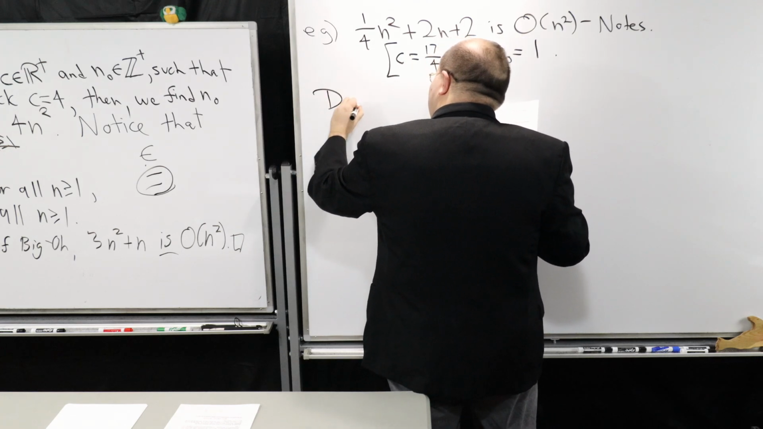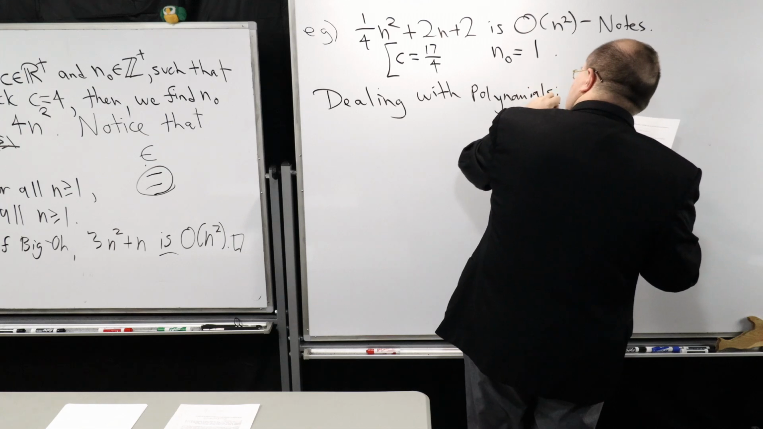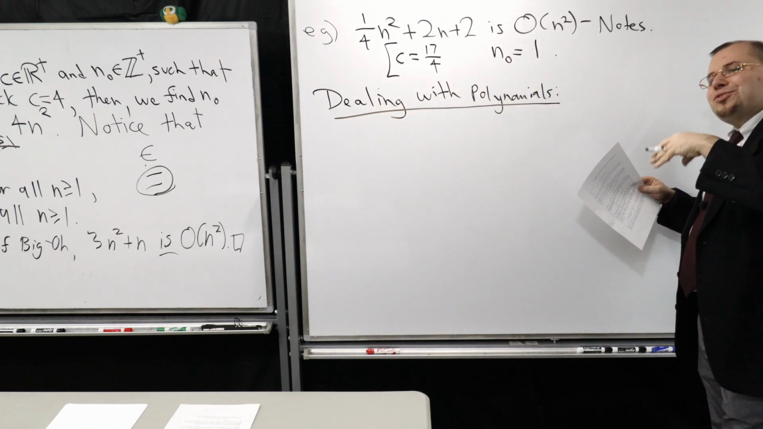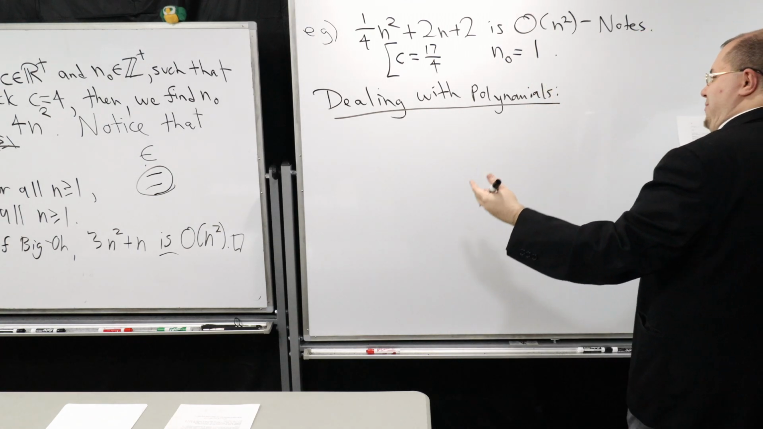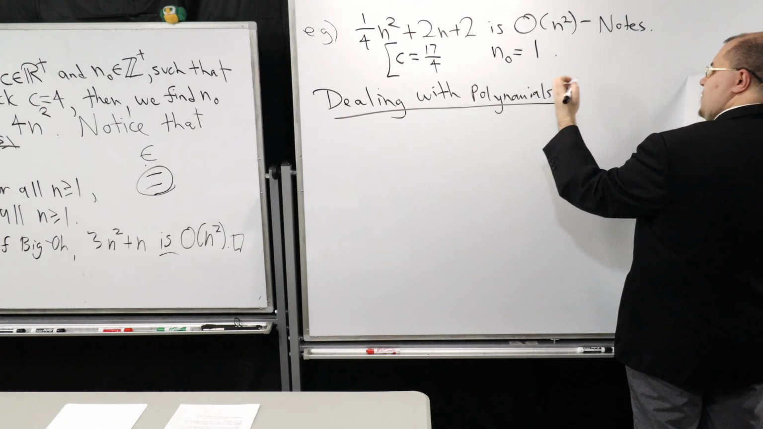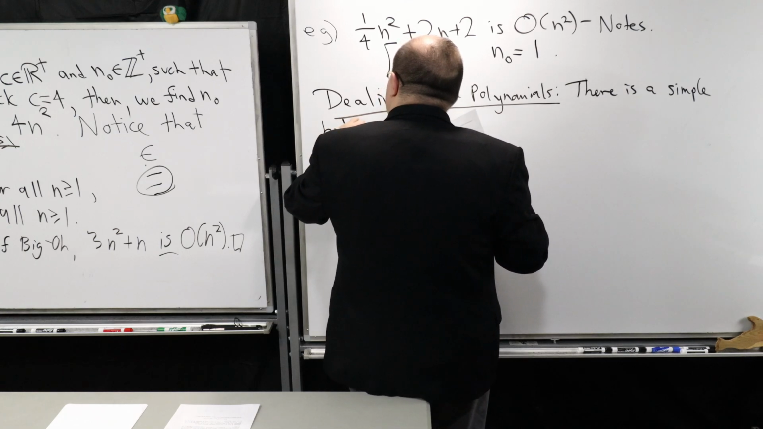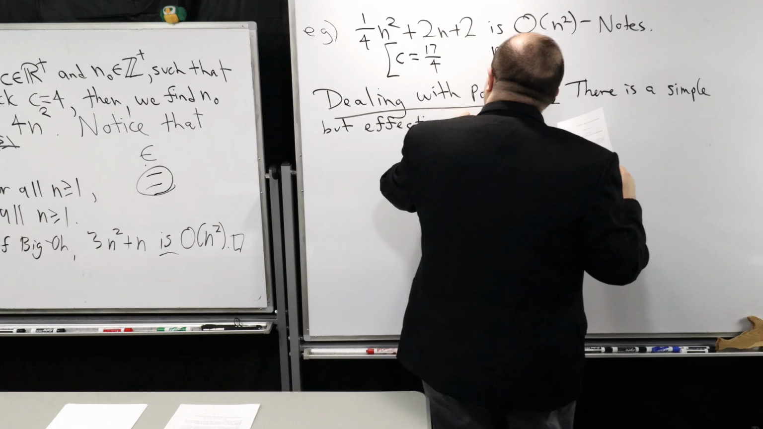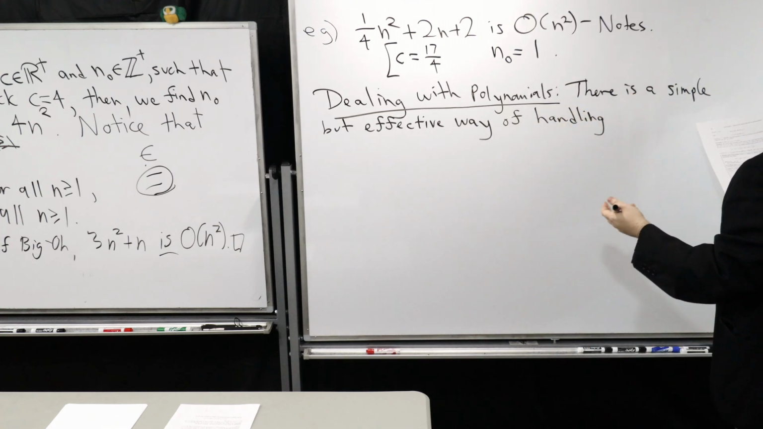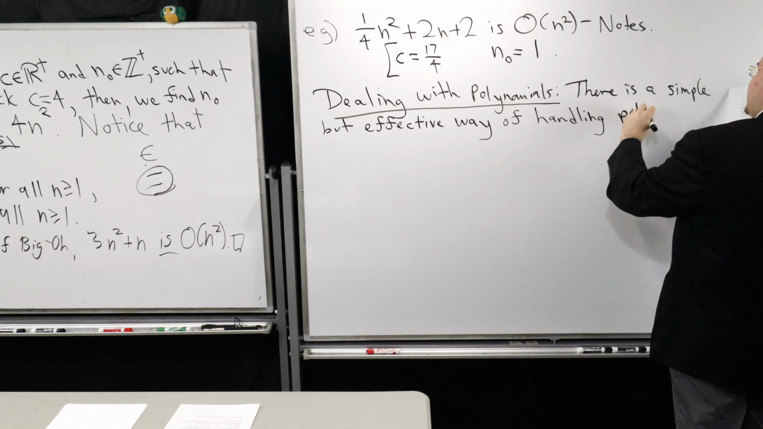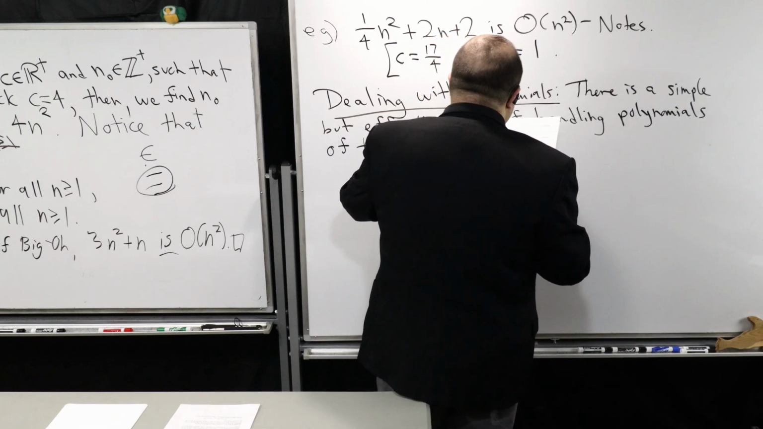I want to give you a general rule for dealing with polynomials. I'm going to state the property, and then there's also another example within the presentation of this property, so I encourage you to take a look at that in the notes. Like I said, I gave several examples. There's a simple but effective way of handling polynomials of the form, so it'll look something like this.